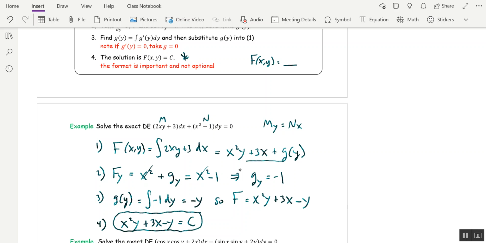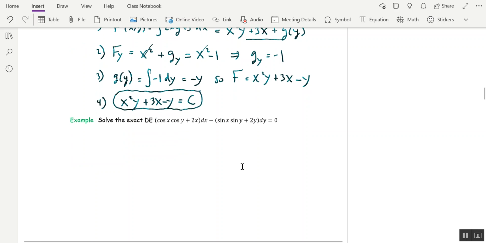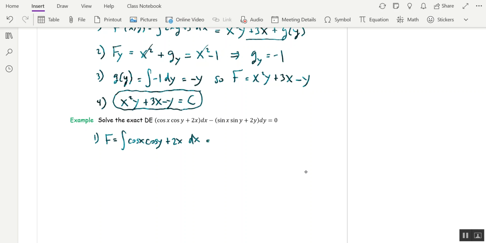Okay, let's do another one. Once you do a bunch of these, the steps will just become natural and you won't even have to think about it. So step 1, big F, this is exact, big F is the integral of cos x cos y plus 2x dx. Okay, so y is constant, so cos y is constant. So this is just going to be sine x cos y plus x squared plus a constant g of y.